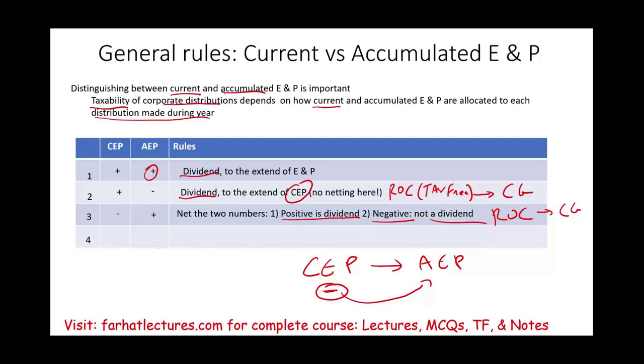The fourth scenario, and you know what the fourth scenario is, it's negative CEP, negative AEP. You don't have any positive taxable income plus or minus adjustments, and from prior years, you don't have any accumulated earnings and profit. Well, the distribution that you make will have no dividend.